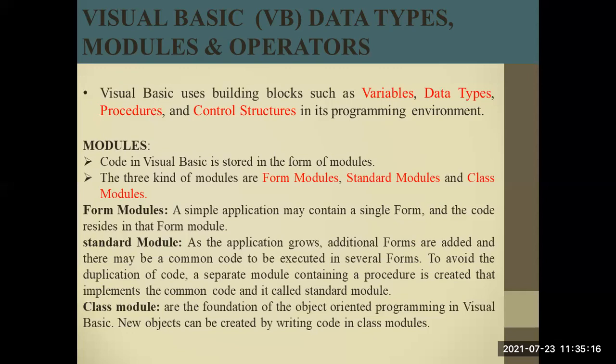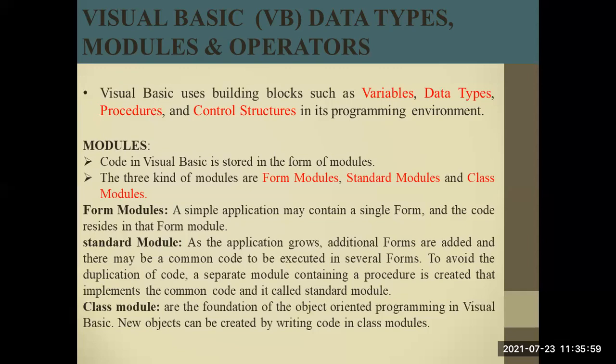One is called the form module. In this, the design code, that is, the code relevant to the design resources, is stored in a form module. Second is the standard module, where we perform all the standard operations. And the class module is where we define the different classes. Now the form module is simple. How can the form module be defined?